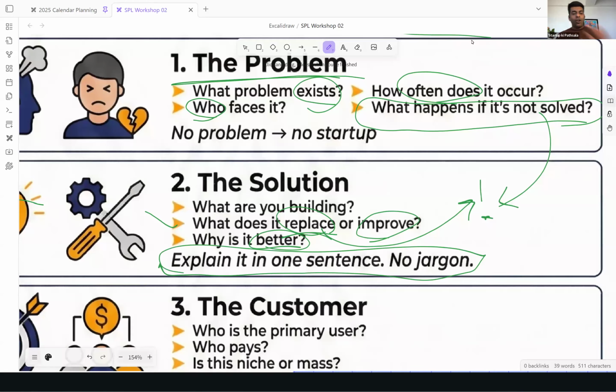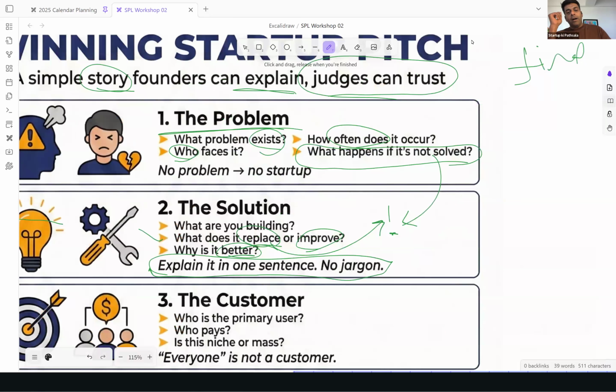Why we specifically say this is not to test your English or your Hindi or whatever that language may be. It's about have you thought about it, simplified it, and really understood the solution. So that's the key part of the solution piece.